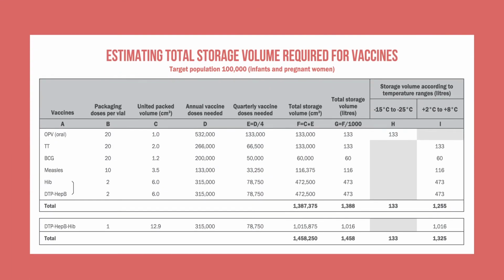To do that, you can use a table like this one. You would calculate the total storage volume for each type of vaccine according to temperature range. Then you would add the volumes together to get the total vaccine storage volume required. This calculation is covered in more detail in a separate video.